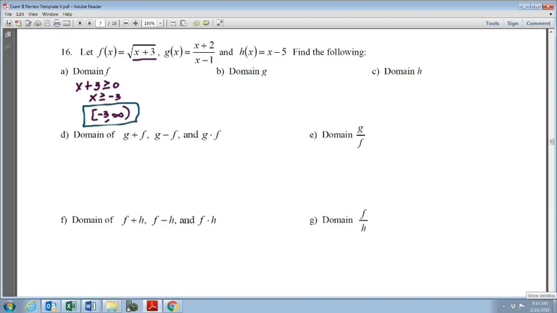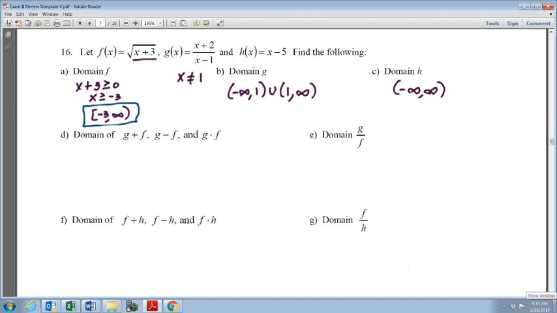Now for g, we know that x can't be 1 because then our denominator would be 0 and the function would be undefined. So that's our only restricted value. Any other input can be plugged in. So the domain is everything except 1, and that's how we write that. And notice h of x is just a linear function. There are no restrictions there. The domain is all real numbers.